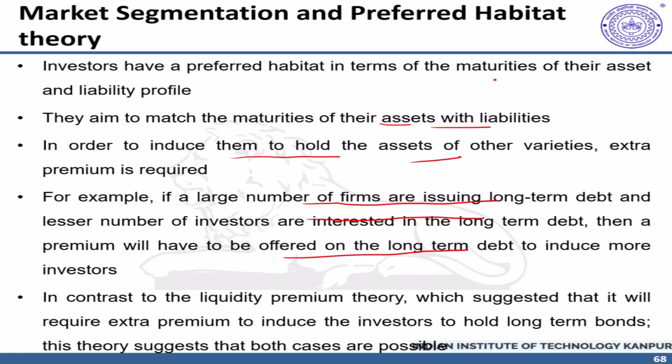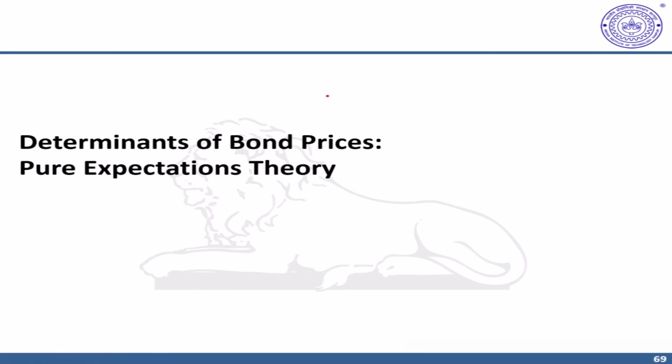This is slightly in contrast to the liquidity premium theory that we'll discuss later, which suggested that an extra premium is required to induce investors to hold long-term bonds. This suggests that both cases are possible. Unlike liquidity preference theory, which said only short-term is more desirable, the preferred habitat theory suggests that both, whether long-term or short-term, are desirable depending upon the demand and supply of funds in that particular maturity bucket.